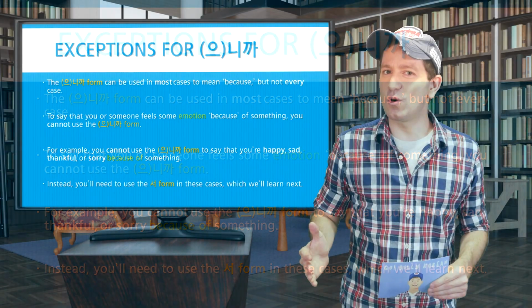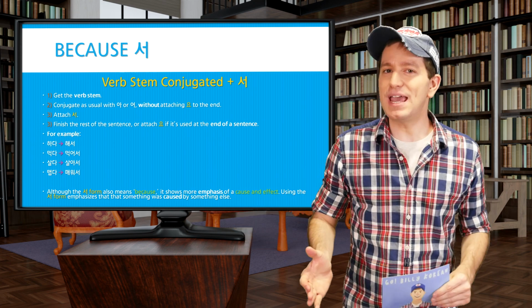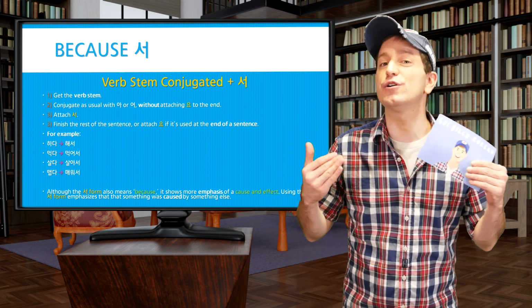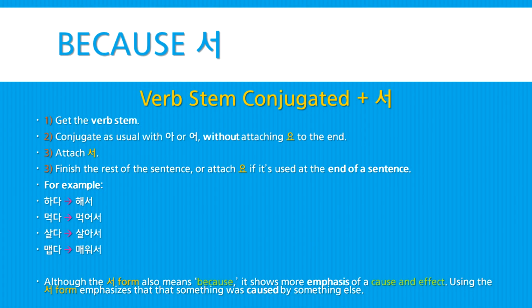So here's our next form, which also means because, and that is the 서 form. And to make it, you'll first conjugate a verb as usual, but without adding 요 to the end. Then you'll just attach 서. And you can finish the rest of the sentence or attach 요 if it's used at the end of a sentence. For example, 하다 would become 해서, 먹다 would become 먹어서, 살다 would become 살아서, and 맵다 would become 매워서.